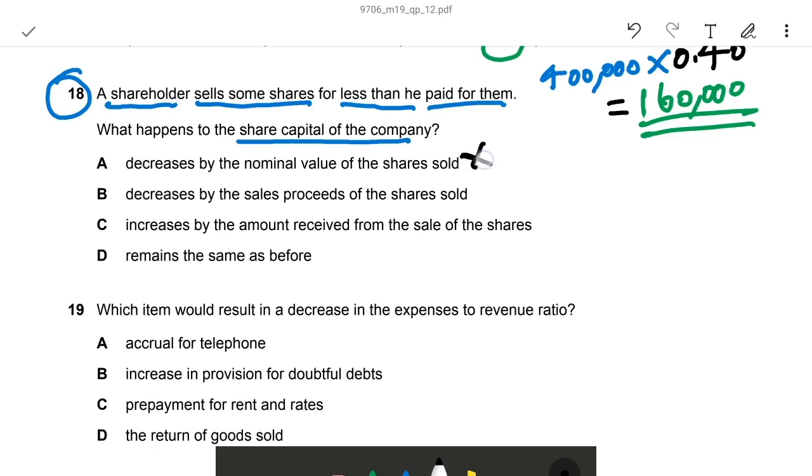No, it will not decrease the value. The value of the share will be the same. Decrease by the sale proceeds of the shares sold? No. Increase by the amount received from the sale of the share? When he is selling the share, how is it increasing? That is wrong. Remain the same as before. Share value is the same as before. He sells the shares at less price, but it is not decreasing the value of the share. So the correct answer is D.